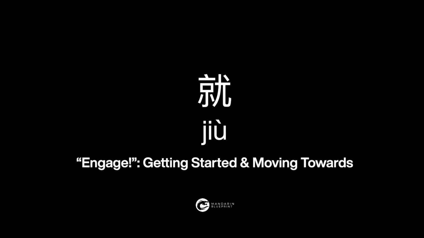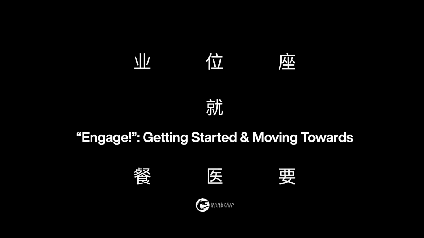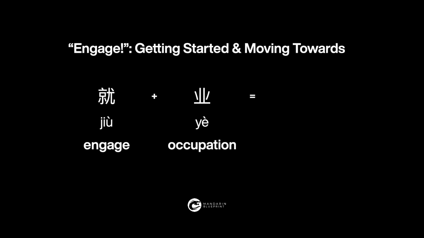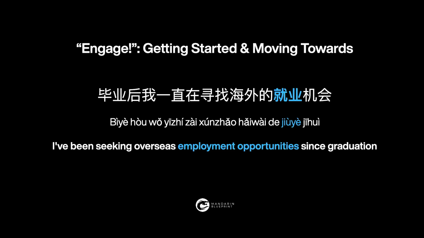When 就 is used to mean engage, it usually appears in compound words of 2 or more characters. So I'm going to show you 6 words where 就 has this function. And we'll start with 就业. 就 means to engage, and 业 means occupation. Engage in an occupation, well, that means employment. 就业 just generally refers to employment, and here's an example of how you might use it. 毕业后，我一直在寻找海外的就业机会. I've been seeking overseas employment opportunities since graduation.